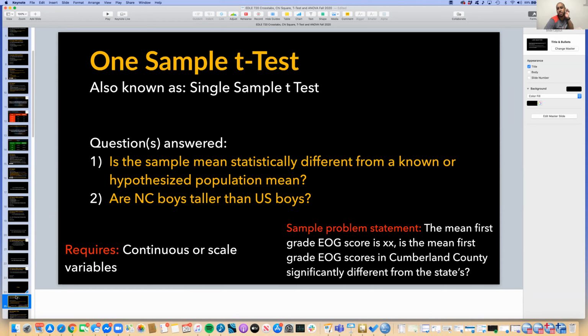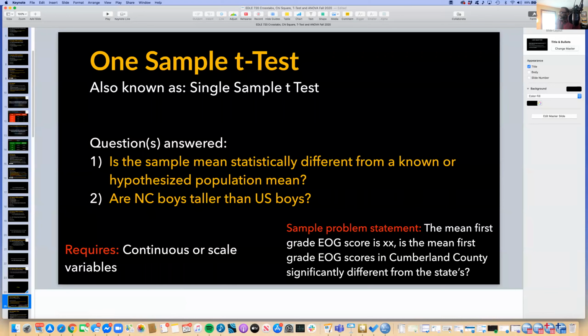So, Dr. Moore, you said a t-test, you do it when you have a known variable and a known mean, and then your mean. So you've got U.S. boys, because we know that, and then your sample is the NC boys. Now I want to see if these are significantly different. Precisely.